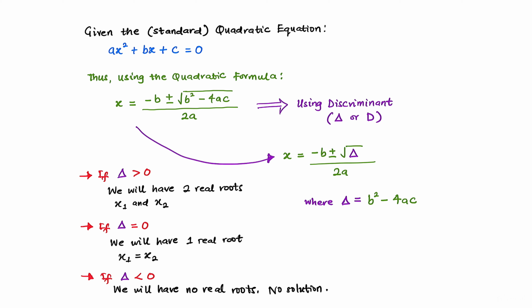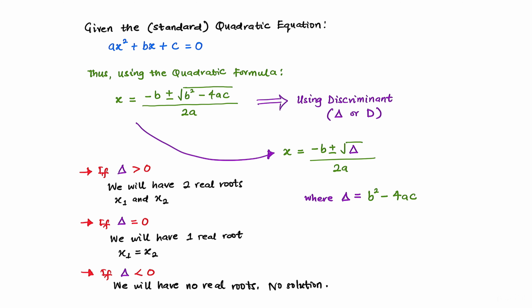So that is what the discriminant is used to determine. When we calculate b squared minus 4ac and the answer is greater than 0, we will have two real roots, which means we'll have x1 and x2. If the delta is equal to 0, we will have only one real root, which means the value of x1 and the value of x2 will be equal. And if it is less than 0, there will be no solution.